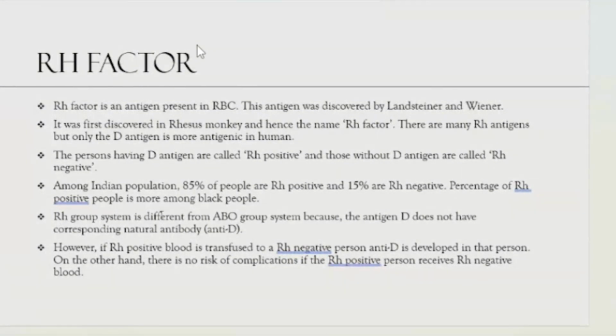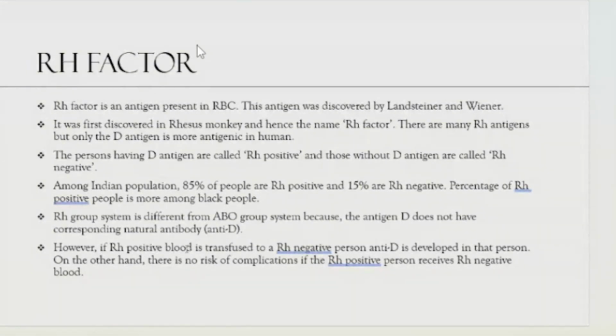Now, the Rh group system is different from the ABO group system because the D antigen does not have any corresponding natural antibody. We do not have anti-D in our plasma. That's what they are trying to say. And hence the second law of Landsteiner, which stated that there should be a corresponding antibody if the person does not have the specific antigen on the red blood cell, is not applicable here, as we do not have anti-D.